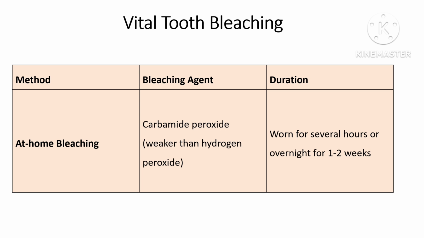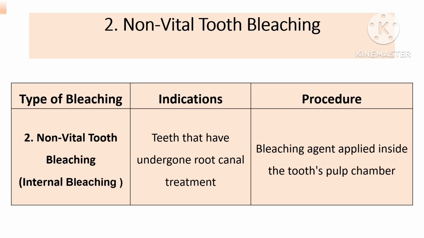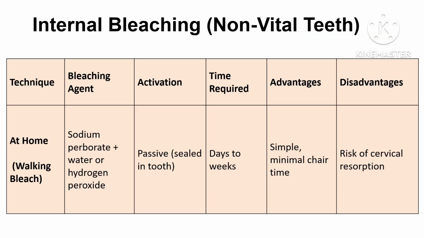The second category of tooth bleaching is non-vital tooth bleaching, which is necessary for teeth that have undergone root canal treatment, where the pulp is no longer alive. In this procedure, the bleaching agent is placed inside the tooth, especially in the pulp chamber, to treat the internal discoloration that typically occurs after root canal. Again, this has two techniques: the walking bleach technique and the in-office internal bleaching.